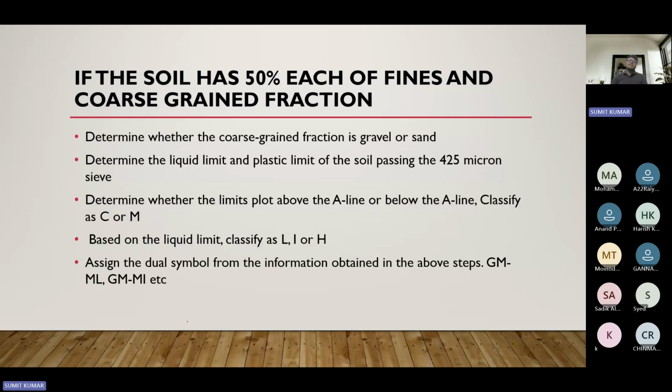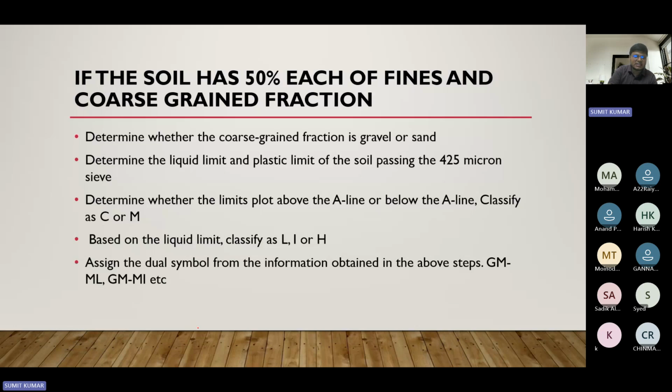If the soil has 50% each of fines and coarse grain fraction, that is, 50% is coarse and 50% is fine, then determine whether the coarse grain fraction is gravel or sand. Determine the liquid limit and plastic limit of the soil passing through the 425 micron sieve. Determine whether the limit plots above the A line or below the A line and classify as C or M: above the A line it is C, below the A line it is M.